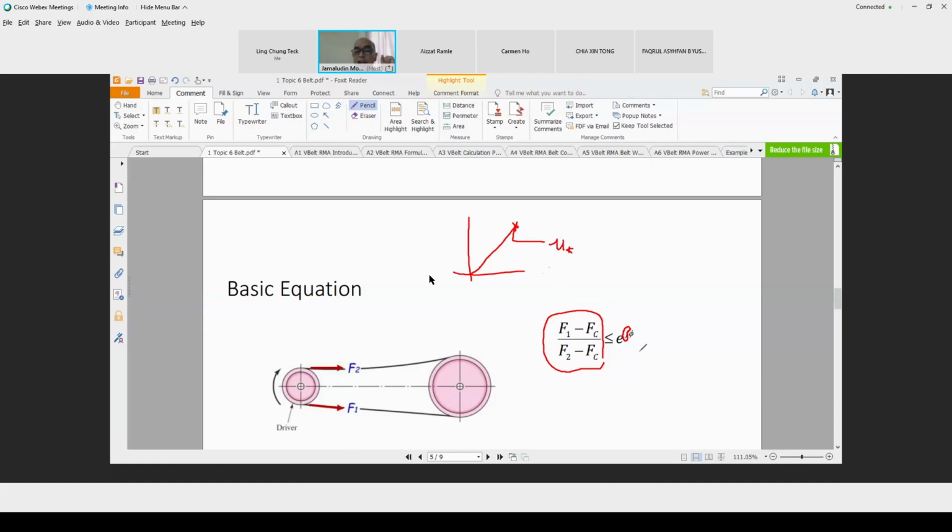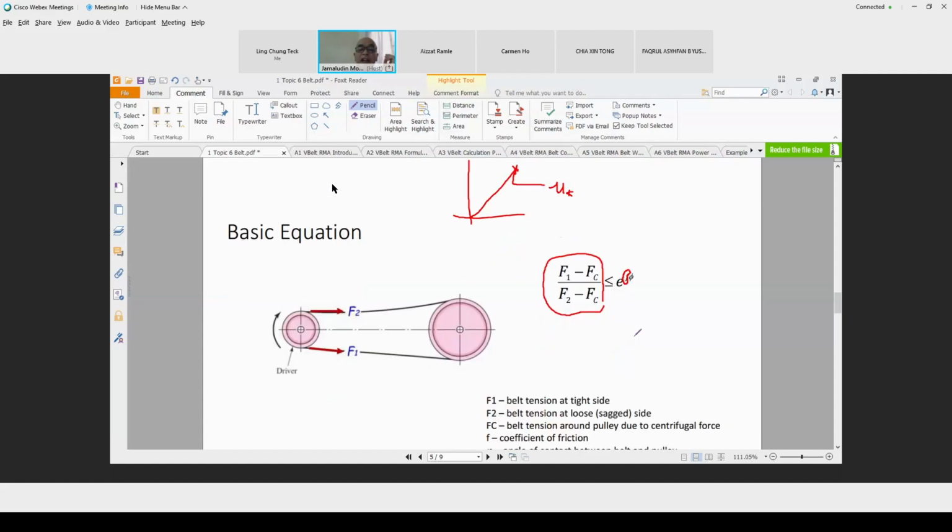The coefficient of kinematic friction. That's the reason why we have an exponential of the friction coefficient times the wrap angle, where the wrap angle is in radians. That means it relies on the wrap angle here. The larger the wrap angle, the more power you can have, because F1 can have a larger value. If you make the wrap angle smaller, you're going to have a smaller value here.